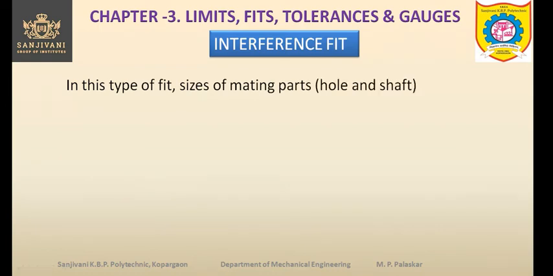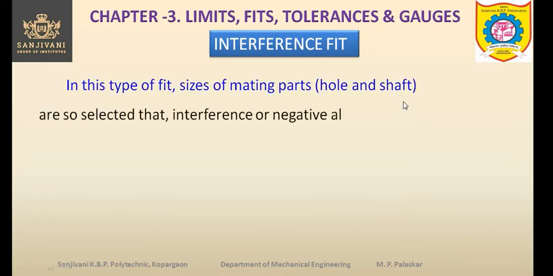Now let us go to the interference fit. In interference fit, the sizes of the meeting parts, that means hole and shaft. You know, hole represents the inside dimension of the outside part, and shaft represents the outside dimension of that part which is inserted inside. So in interference fit, the sizes of the parts are so selected that interference or negative allowance will always occur. Always there will be interference. Always the allowance will be negative.